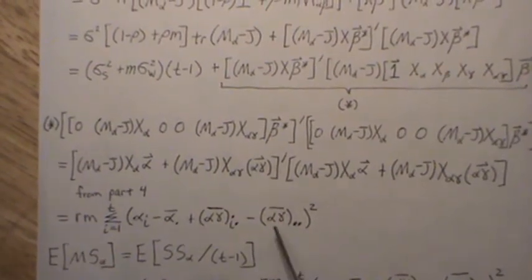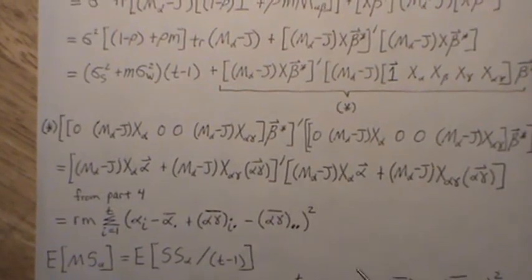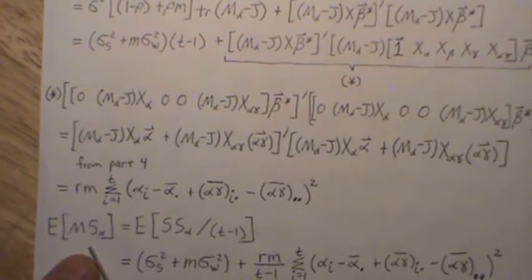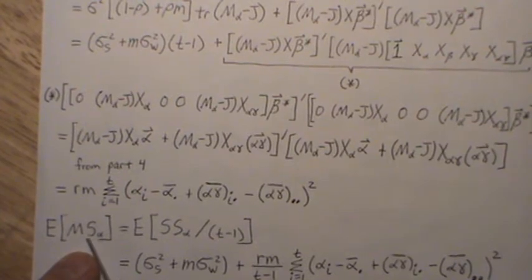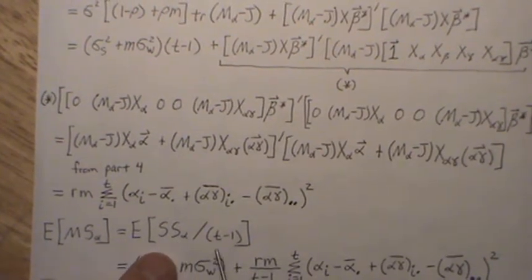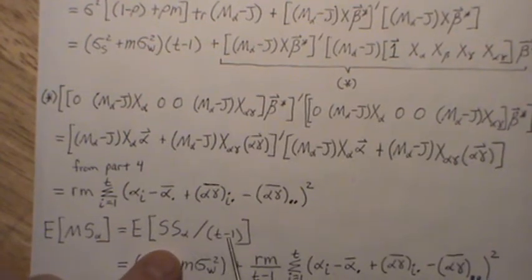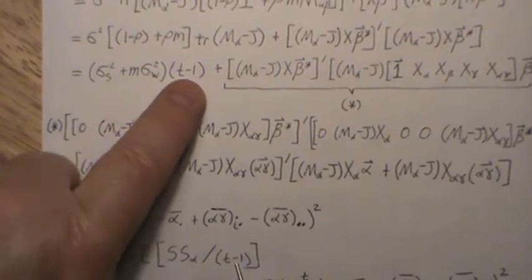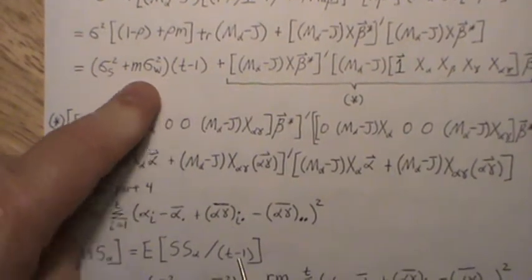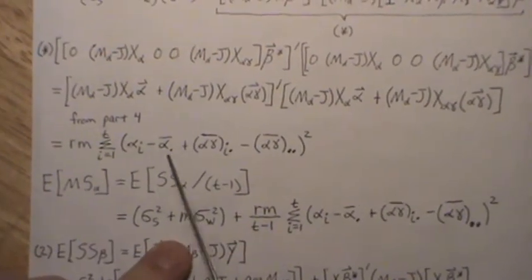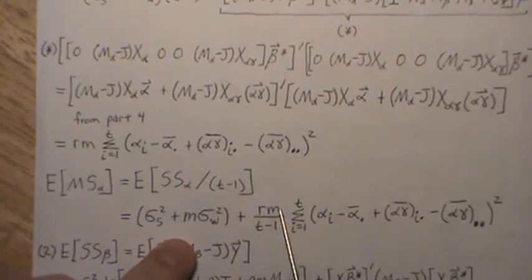And I'm not going to rewrite it because I didn't want to waste paper. But now if we look at the expected value of the mean square for alpha, it's the expected value of the sum of squares divided by t minus 1. So the t minus 1 can come out front, and then the expected value is this piece plus this. So the t minus 1's cancel. We're left with just this. And then you divide this by t minus 1.